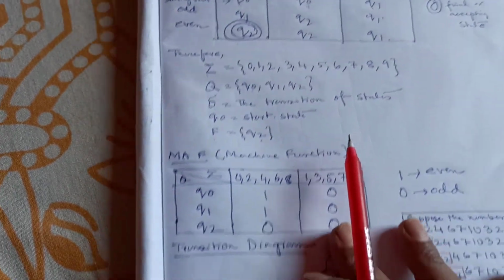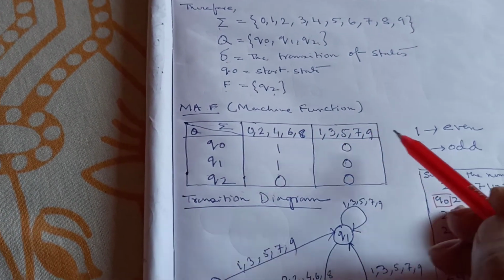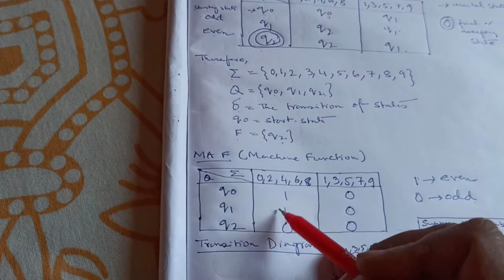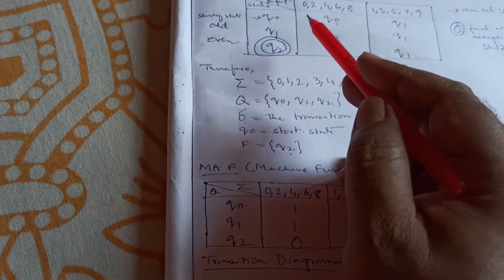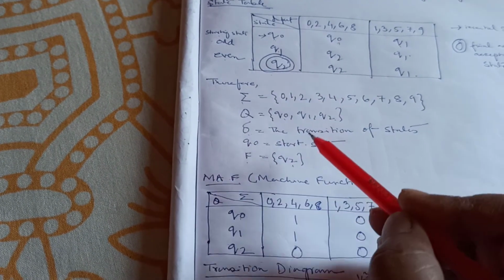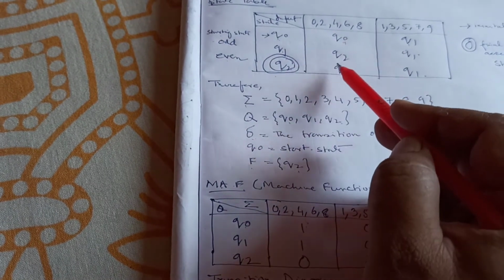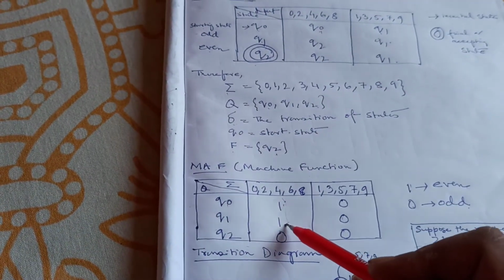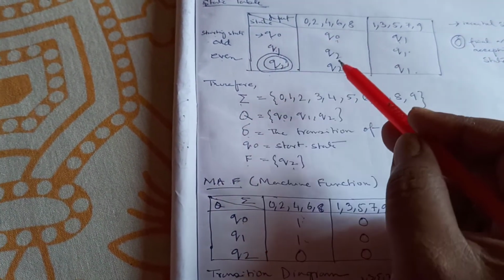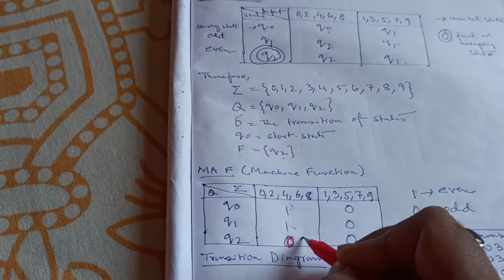Now this is the machine function. How can we describe the machine function? Here 1 represents even and 0 represents odd. Q0, if it gets 0, 2, 4, 6, 8, it will go to Q1 state, so this is 1. Q1, if it gets 0, 2, 4, 6, 8, it will go to Q2, so this is 1. And Q2, if it gets 0, 2, 4, 6, 8, it will go to Q2, so this will also be even.